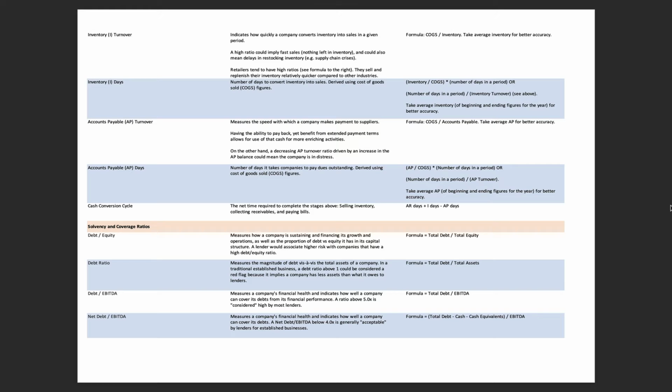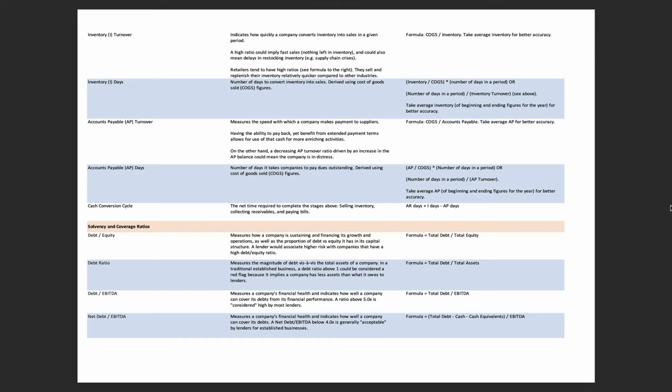Next, we're going to move to solvency and coverage ratios, and we will get into that shortly. The first item we will be discussing is debt to equity, so debt divided by equity. And this figure measures how a company is sustaining and financing its growth and operations, as well as the proportion of debt versus equity a company has in its capital structure.